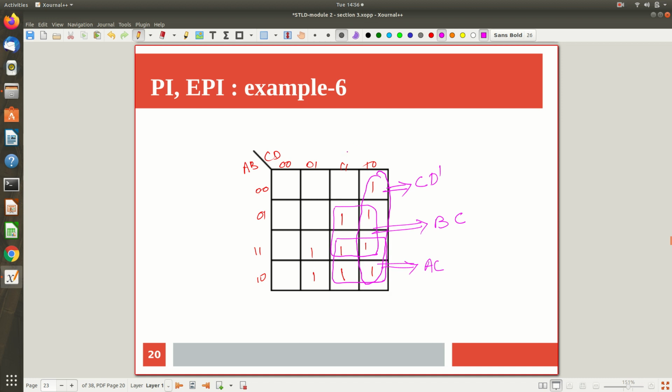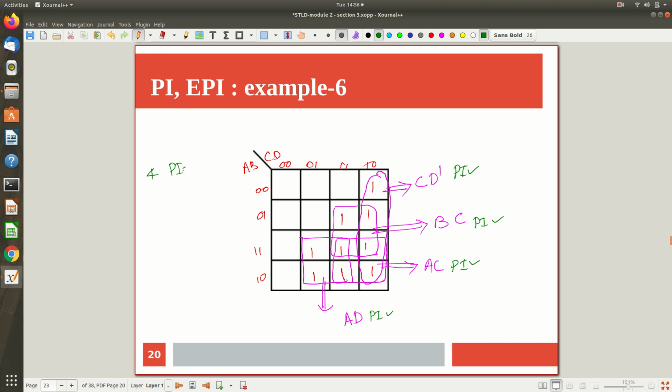Now these 2 ones remain, and the largest grouping possible is this one. And what is the corresponding term? Again A is there, B vanishes, C vanishes, and D is there. So this corresponds to AD. Now the question is to find the essential prime implicants. You can see that all these are prime implicants, there is no doubt about it. So there are 4 prime implicants.